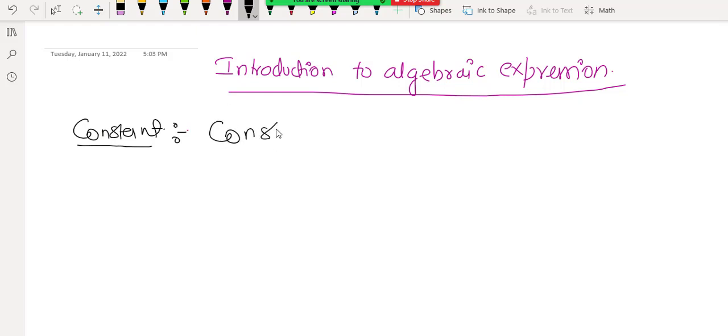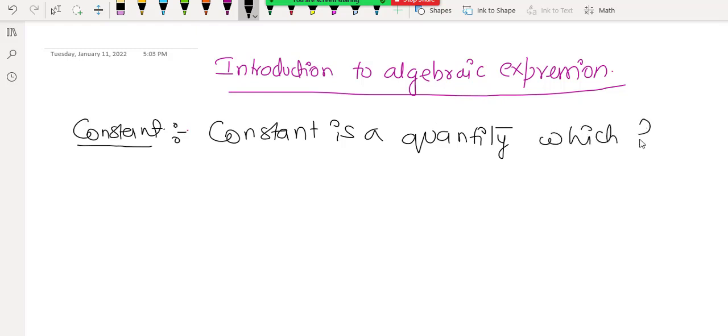Constant is a quantity which has a fixed value. You don't need to write right now. Can anybody tell me what is the meaning of value here? I'm talking about that fixed value. Can anybody tell me what is the meaning of fixed value?